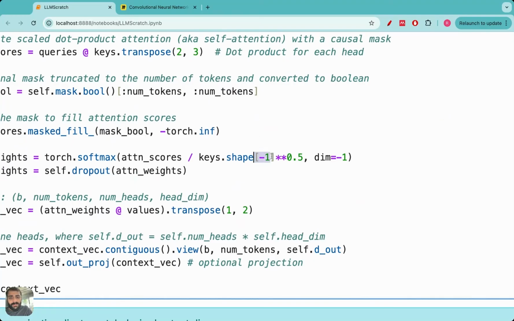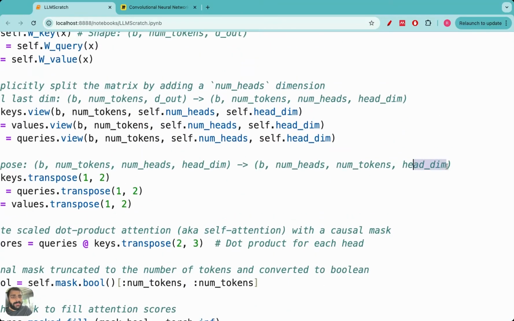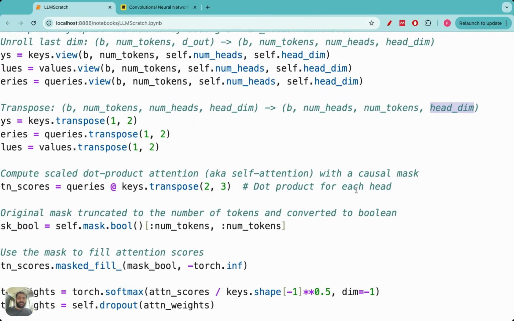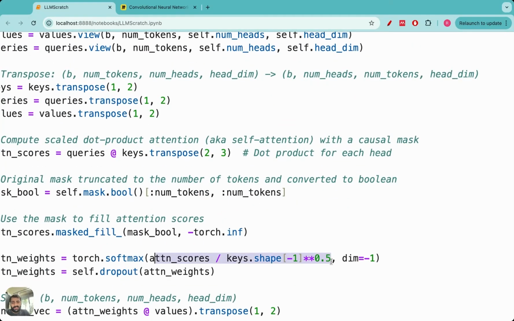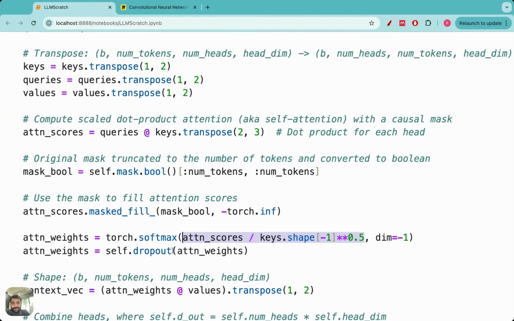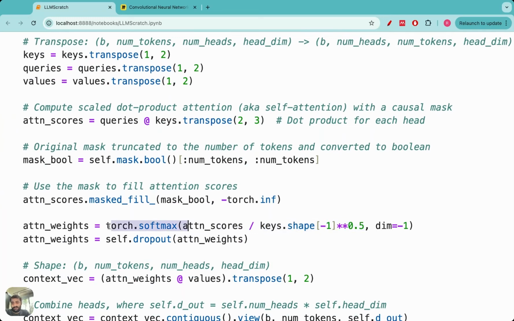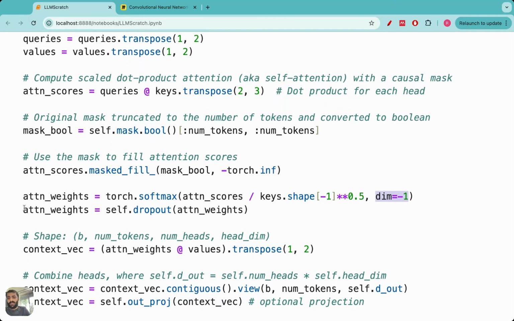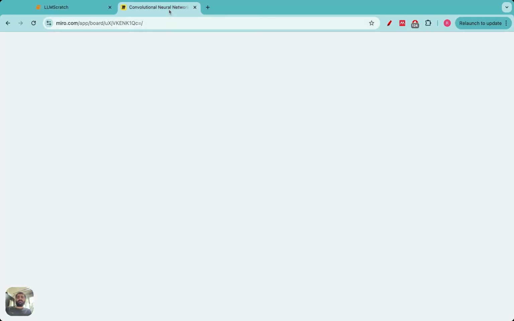So keys.shape of -1, which means that we are going to look at the last dimension, which is the head dimension. So we are essentially dividing by the square root of the head dimension here, and then we apply the softmax. Why dim equal to -1? Because we need to make sure that all the columns of a row sum up to 1. And then, as I said, we can even implement dropout if needed towards the end.